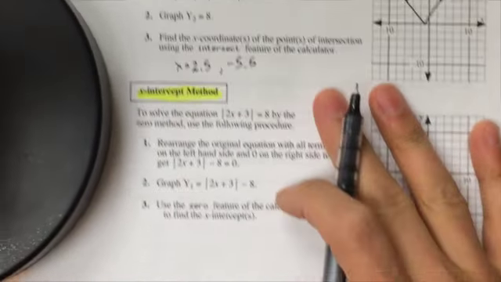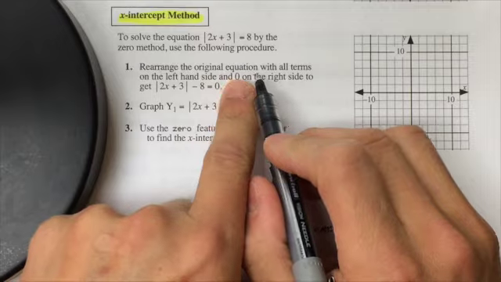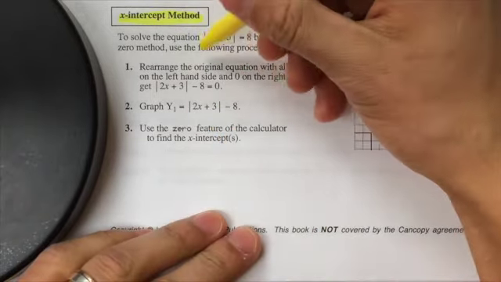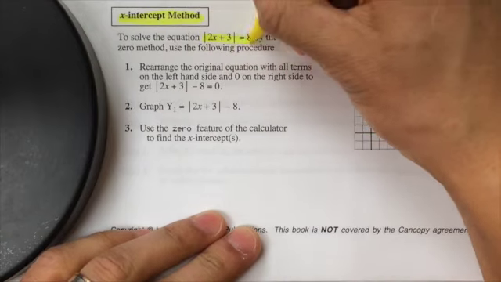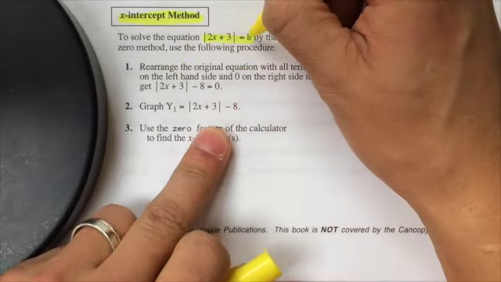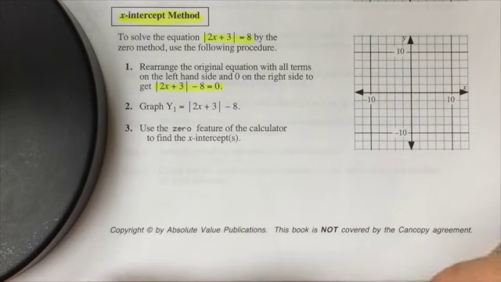Now, let's look at the second method of solving, which is the x-intercept method. To solve the equation, the absolute value of 2x plus 3 is equal to 8, by the zero method, use the following procedure. So we're going to rearrange the original equation, the absolute value of 2x plus 3 is equal to 8, by bringing the 8 to the other side and equating this to 0. Okay, so we have the absolute value of 2x plus 3 minus 8 is equal to 0.